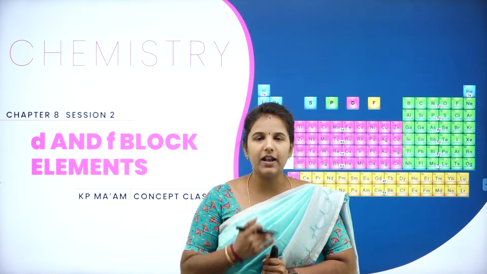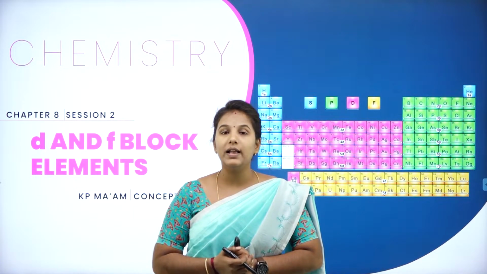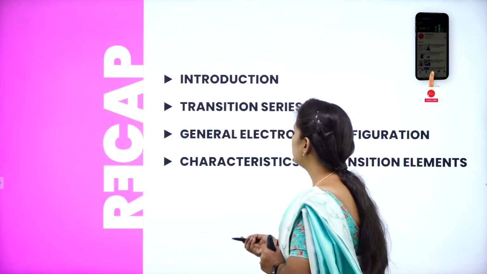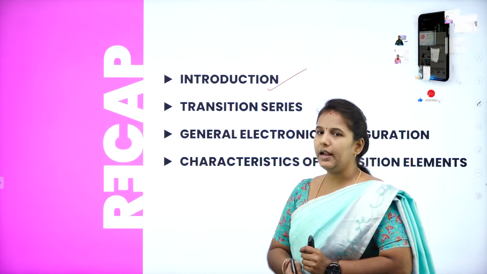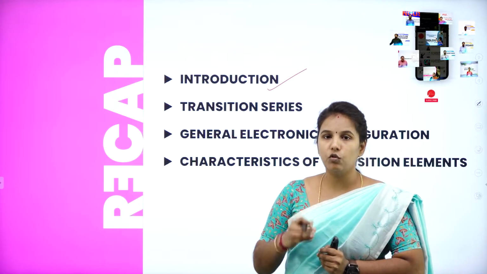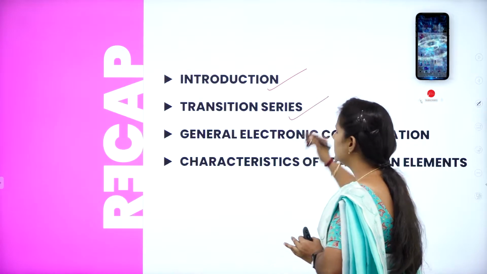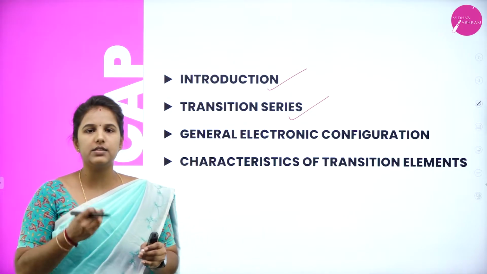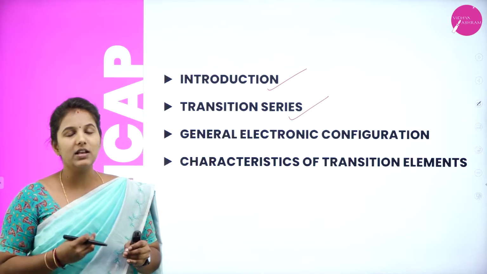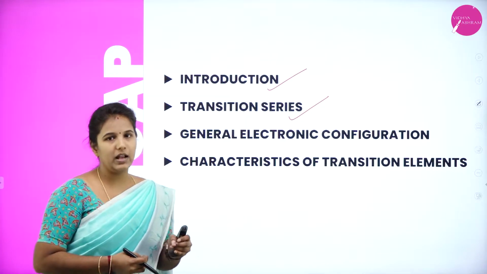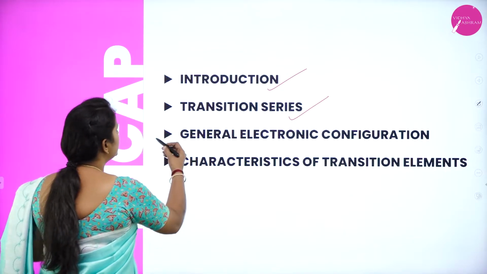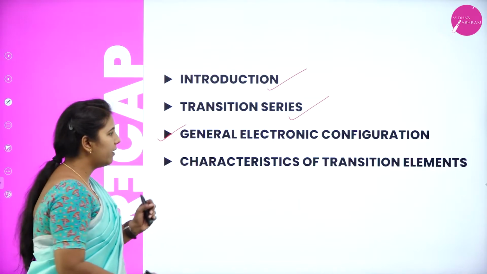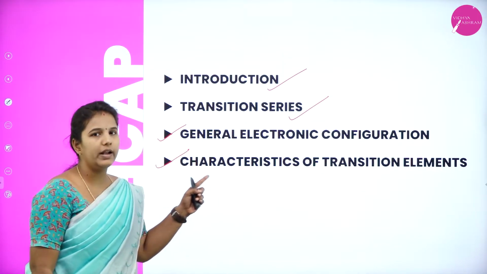My dear students, in our last discussion, we were dealing with a unit called D and F block elements. Under that, we have discussed the general introduction to the D block, and in that D block, we have learned what is transition series. In the transition series, we have understood that there are 4 different series, that is 3D series, 4D series, 5D and 6D series in the D block element, and also we have learned about the general electronic configurations of the D block element, and also we have discussed some of the important characteristics of the D block.